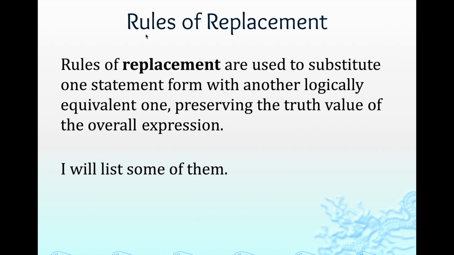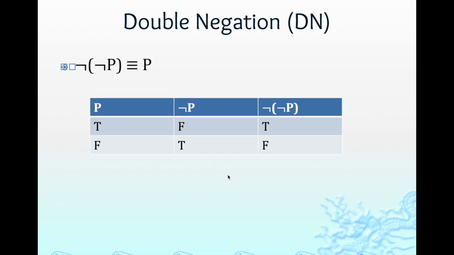Now let's talk about rules of replacement. Rules of replacement are used to substitute one statement form with another logically equivalent one, preserving the truth value of the overall expression. I will list some of them. The first one is double negation. The negation of the negation of P is equivalent to P, as shown in the truth table here, because they have the same sequence TF and TF, so they are logically equivalent.